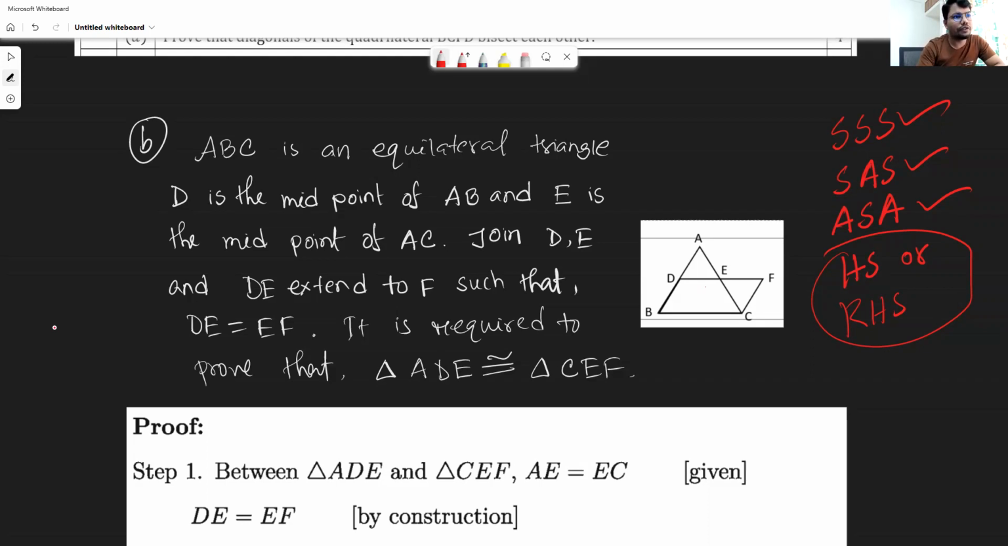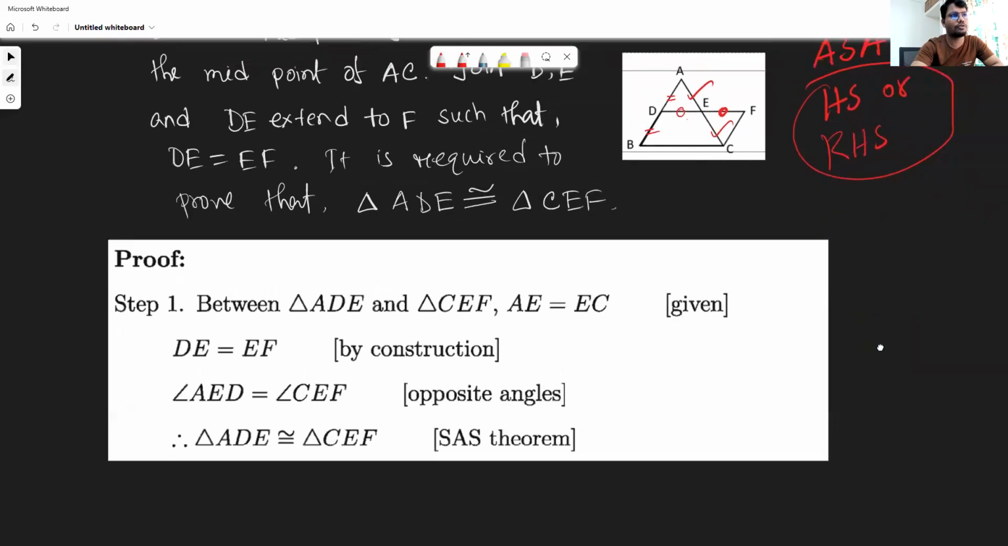Okay, first write the information which is given here. This is one side, AD is equal to BD. There is another side, this one is equal to this one. And here this side is equal to this side according to the construction. So this information is given here. By using this, you have to prove they are congruent.